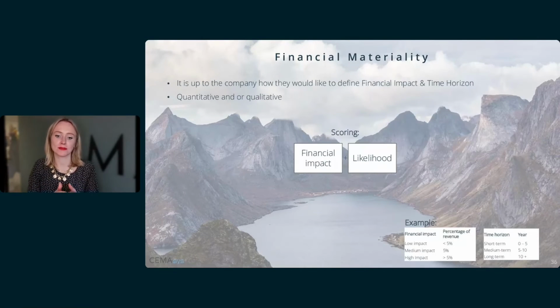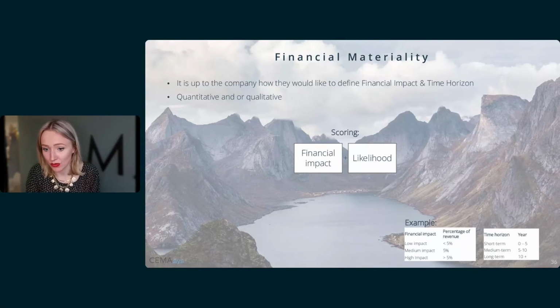So it is to some degree up to the company how they would like to define financial impact and time horizon. CSRD is mildly unclear about this, so I would recommend going with 0 to 5, 5 to 10, and 10 plus in terms of time horizon. But how they define the financial impact can be either quantitative or qualitative, essentially. So it is fairly free how you determine how something is financially material, because it will be very specific to your business.